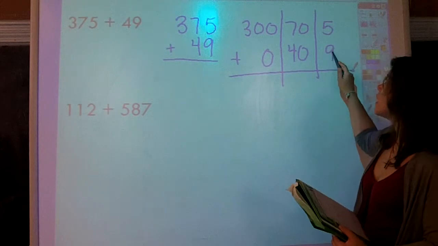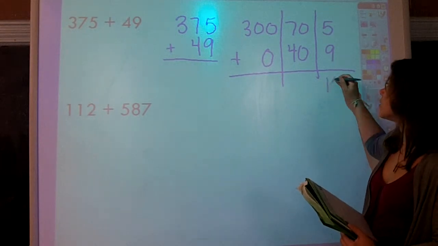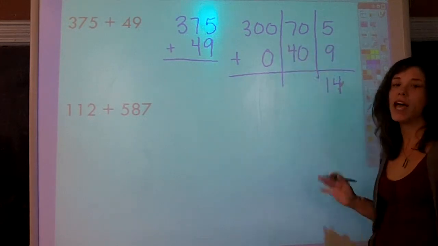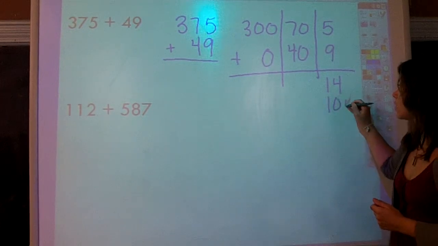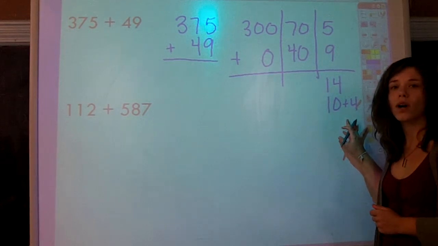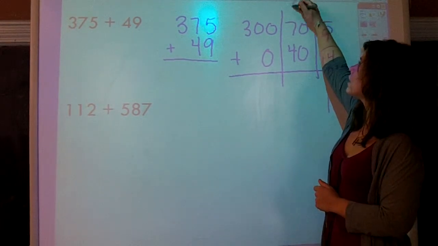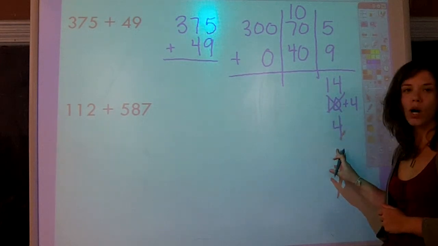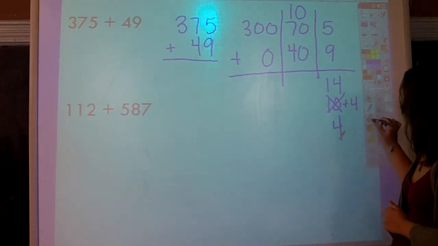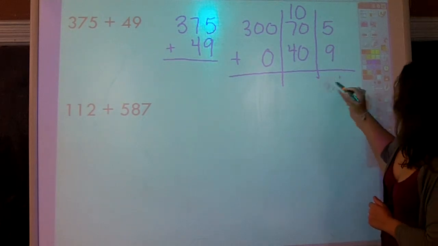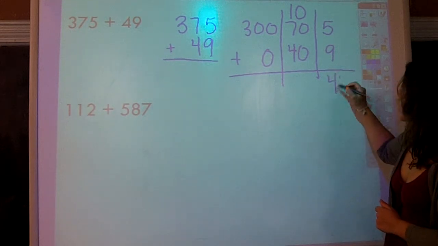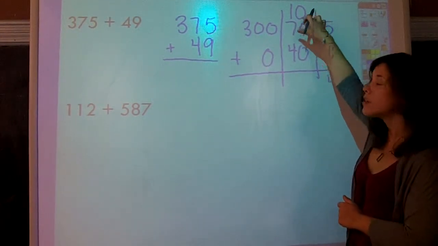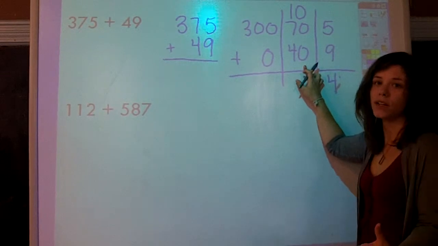Let's add. 9 and 5 is 14. This is another example of where we need to regroup our 10. So if I think about this in expanded form, 10 plus 4, I regrouped my 10 up here, and I'm left with just 4. I'm going to erase this to keep myself organized. I regrouped my 10 and I kept my 4. 70 and 10 is 80, plus 40 is 120.